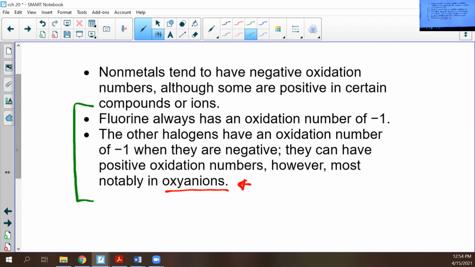Fluorine always has an oxidation number of -1. How come fluorine always gets what it wants?